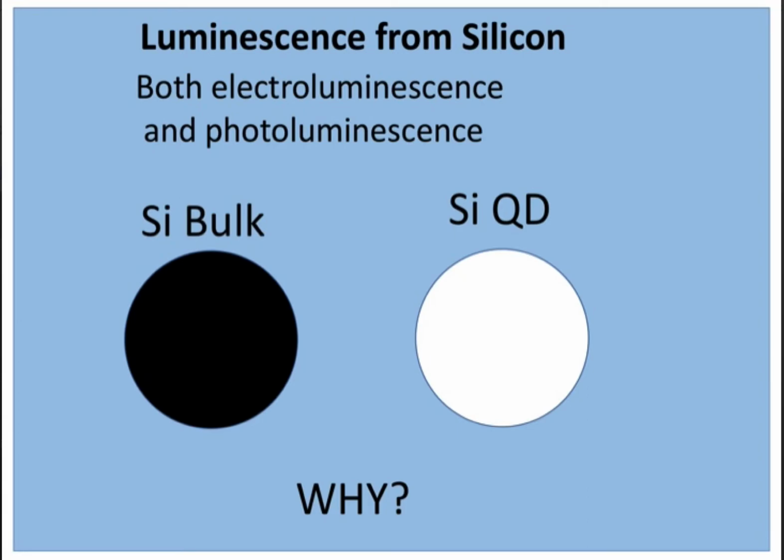I'll show a comparison between the luminescence intensity from bulk silicon and quantum dot silicon. They can be excited optically or electrically. There is very weak, no noticeable emission from bulk silicon. It's black. Whereas we get bright emission from quantum dot silicon, shining white. The question is, why is it like that?